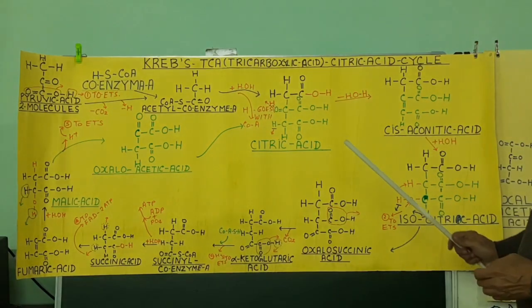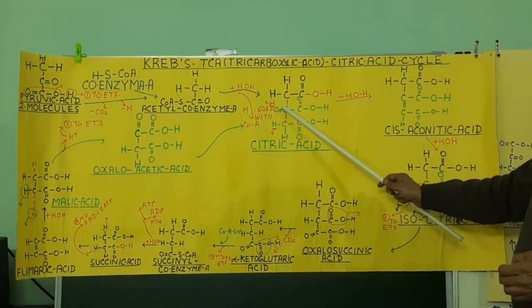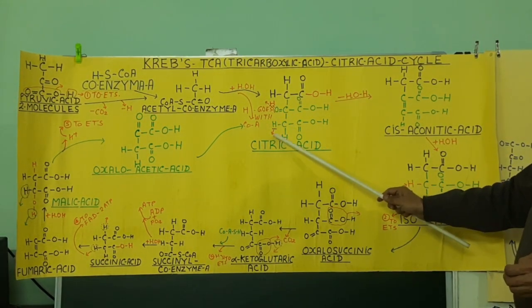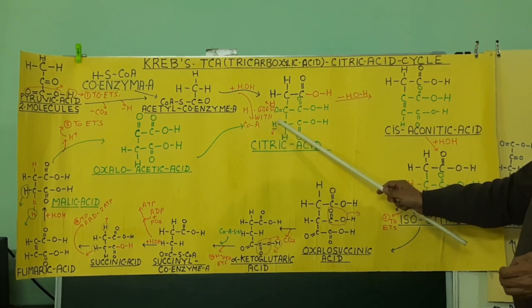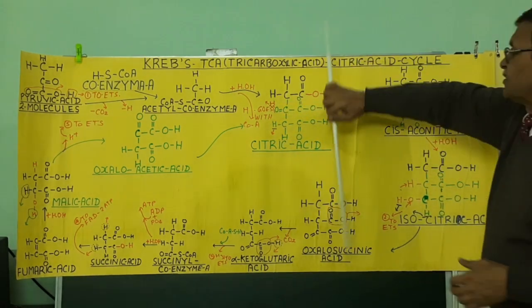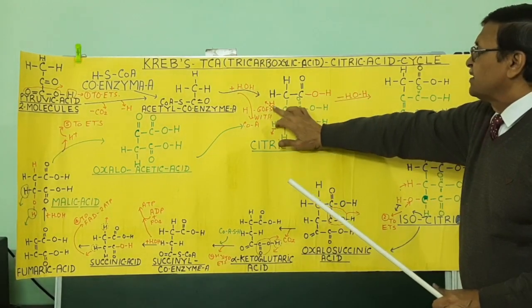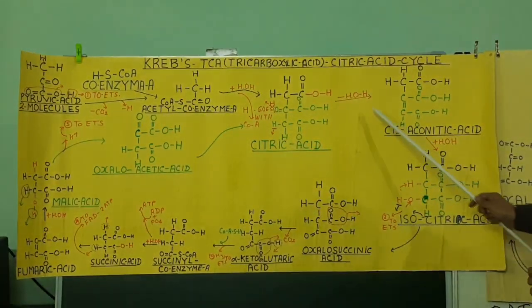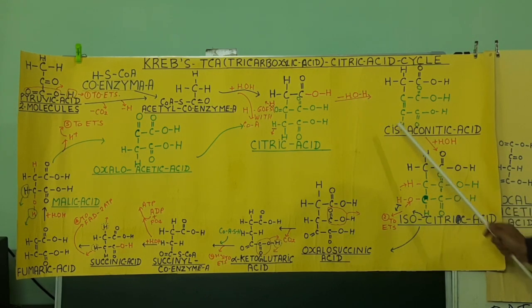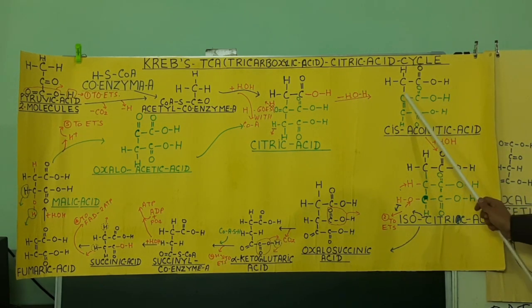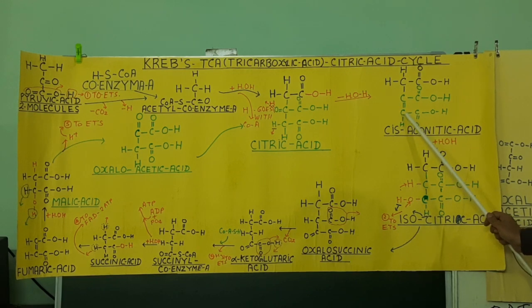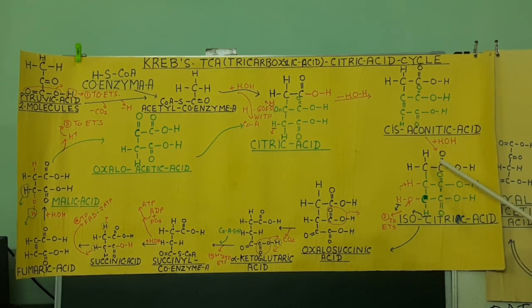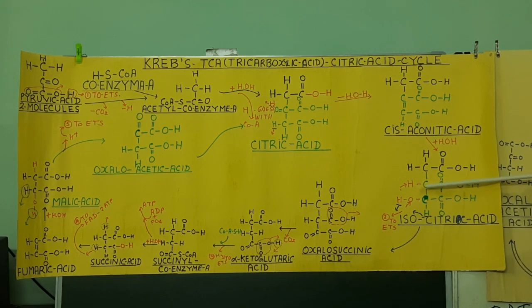As I told you, there is removal of OH and H at this level, and again they will unite with the same compound, but OH will combine here, H will combine here. So first of all, there is removal of HOH to form cis-aconitic acid. Here OH and here H is removed. Then again HOH is added, but at a different place. So it forms isocitric acid.